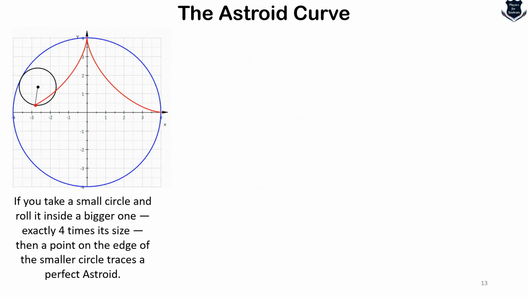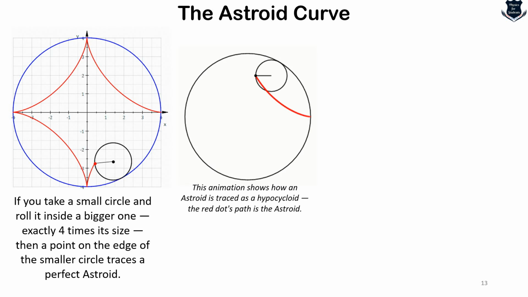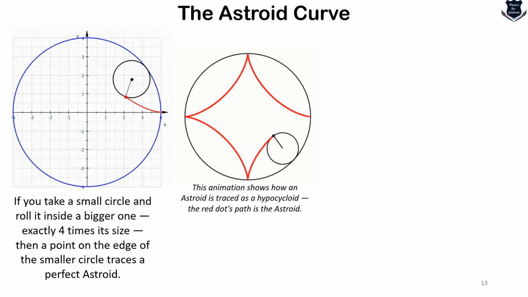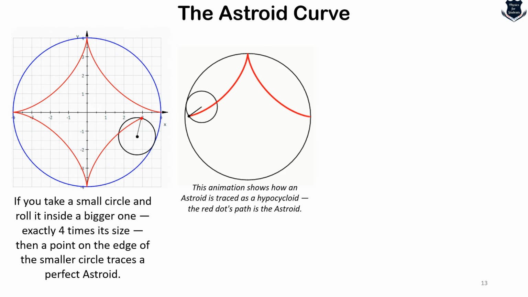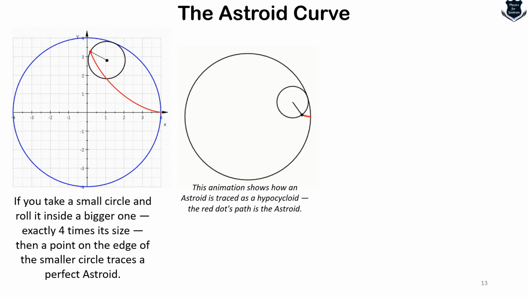So if I magnify this to another animation, you can see how it happens. Now this is typically what is called a hypocycloid. I'm not explaining what a hypocycloid is right now; I will do it in another video, but this is an example of a hypocycloid.